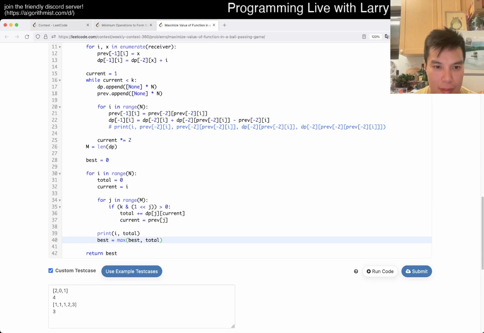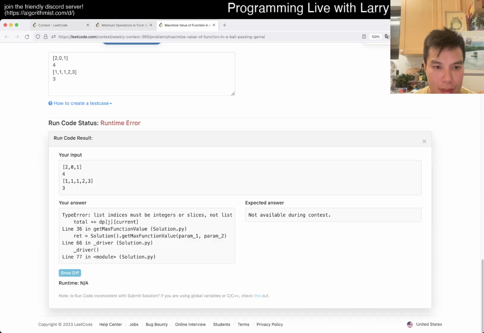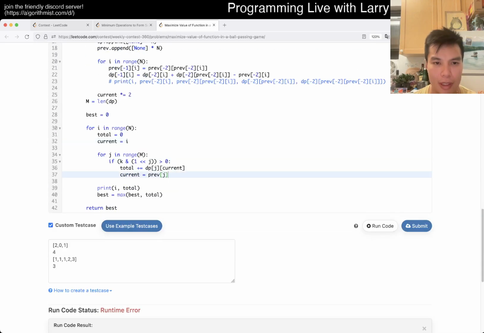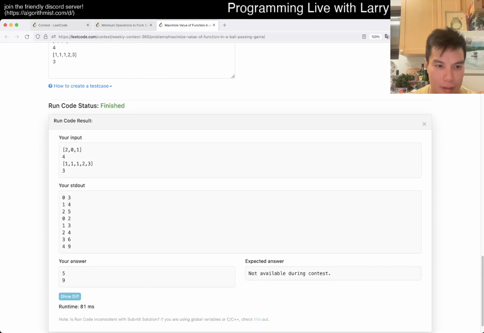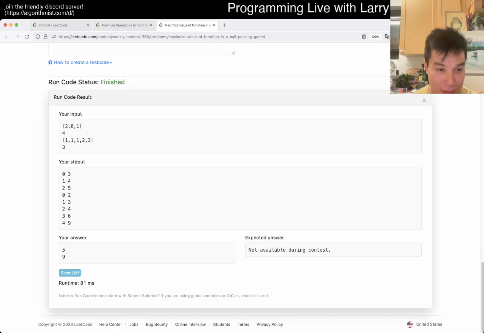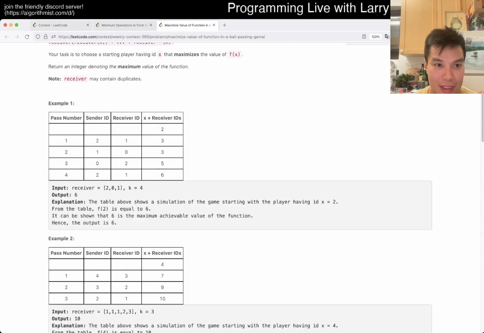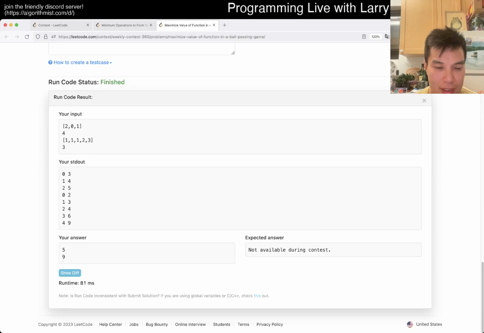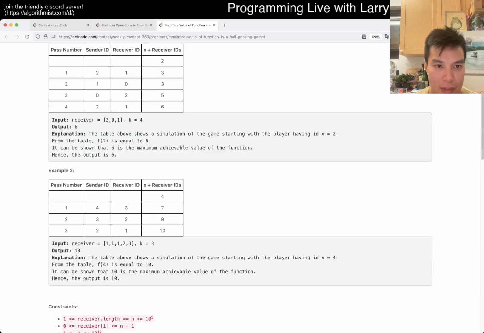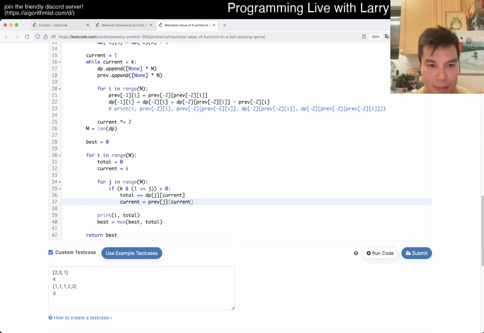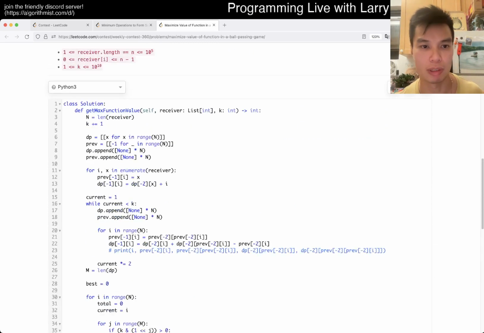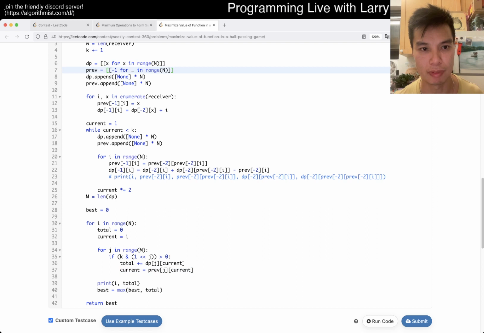Is J a list or something? What's going on? Current is I. Wait, what? This index. Oh, current. This is, okay. 5 and 9. This is not right at all. But let's see if we can. This at least makes sense. So for K is equal to 4, we should get 6 for 2, but we get 5. That's not right. Okay, so the 0th index is itself, which has one number. Am I off by 1?